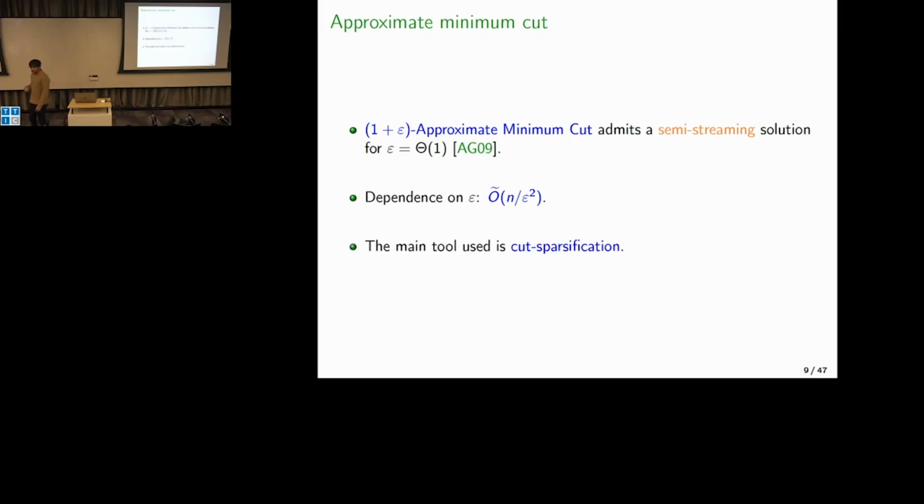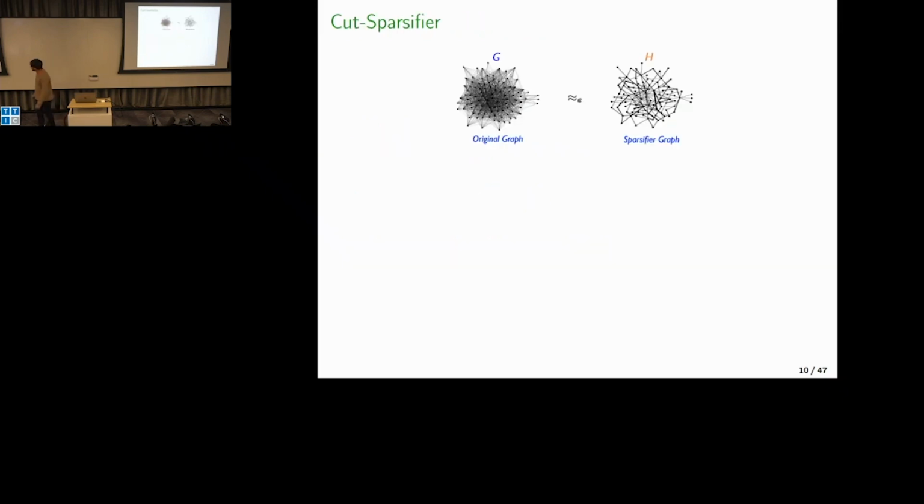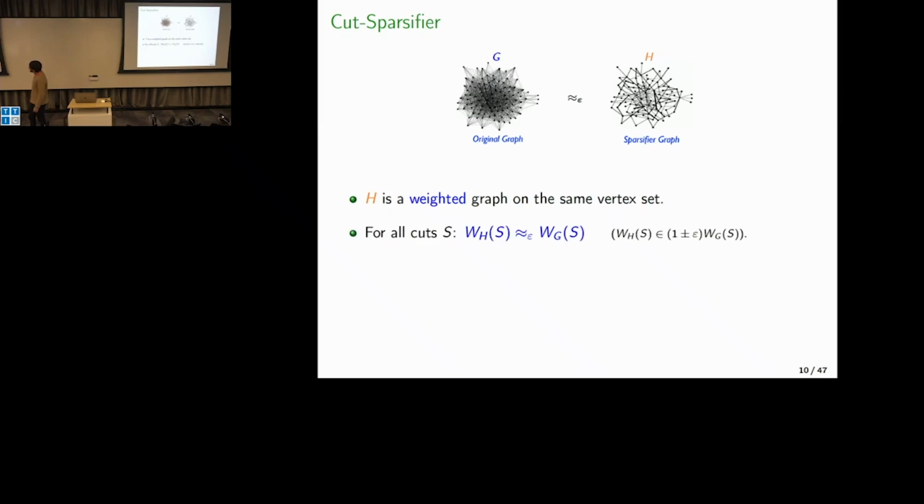And the main tool uses cut sparsification, like you said. So let me define what this is. Here you have your original graph G, and H is some sort of a sparsified graph. H is a weighted graph on the same vertex set, and it satisfies the following guarantee. If you go over all cuts, the size of the cut in H and the size of the cut in G is the same, right? So the weight, or size in the undirected unweighted case. And what I mean by approximately equal is this thing over here, which is that it's within a 1 plus minus epsilon factor.